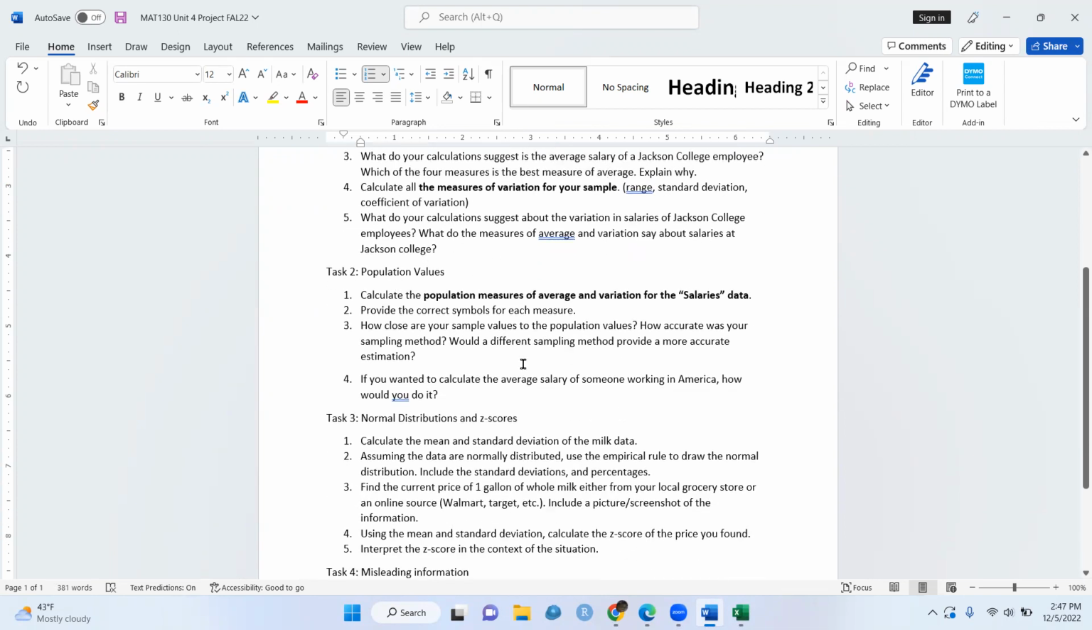And then notice you're doing these calculations for population. You need to use the correct symbols for each measure. There's only two, mean and standard deviation. That's X bar and mu versus S and sigma. And then you need to talk about how close your sample values are to the population values, which is a measurement of how accurate your sampling method was. And then talk about, would there be a different sampling method that would be more accurate? And then thinking about, hey, what if you wanted to know the average salary of someone working in America? How would you do that?